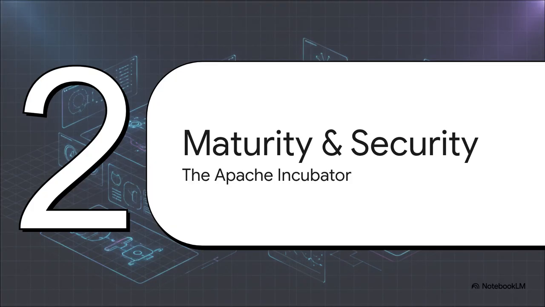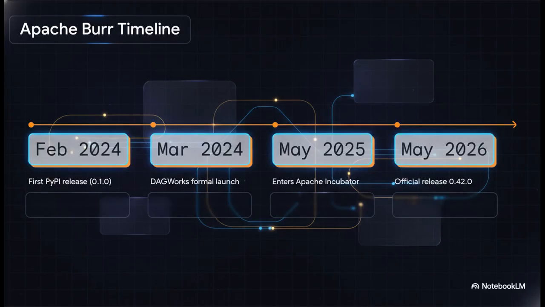Section 5. Maturity and Security Posture, Navigating the Apache Incubator. Let's be real, architectural purity doesn't matter much if the software isn't ready for production. Let's move to the timeline and see how this builds. Burr has evolved incredibly fast. The earliest public package dropped in February 2024, followed by a formal launch from Dagworks. But the major governance milestone hit in May 2025, when the project entered the Apache Incubator.